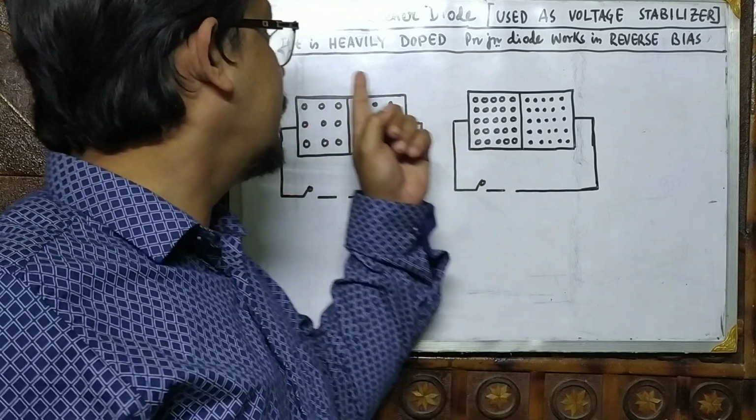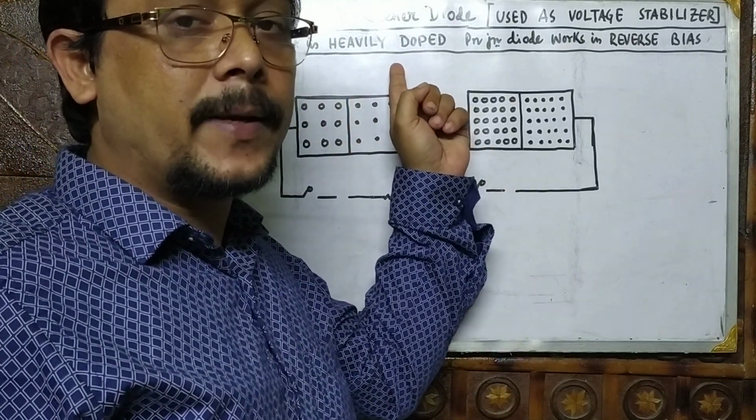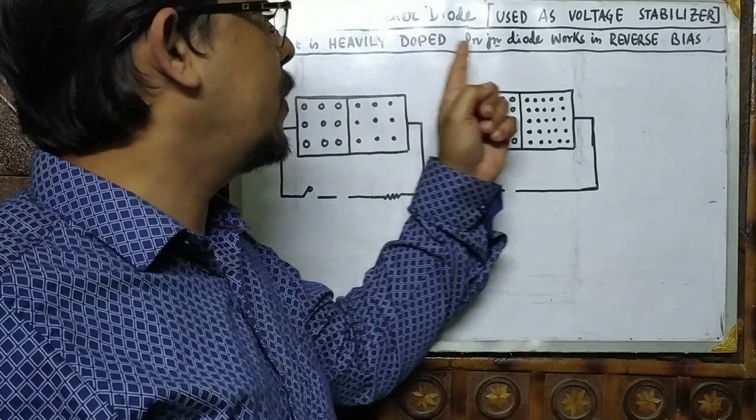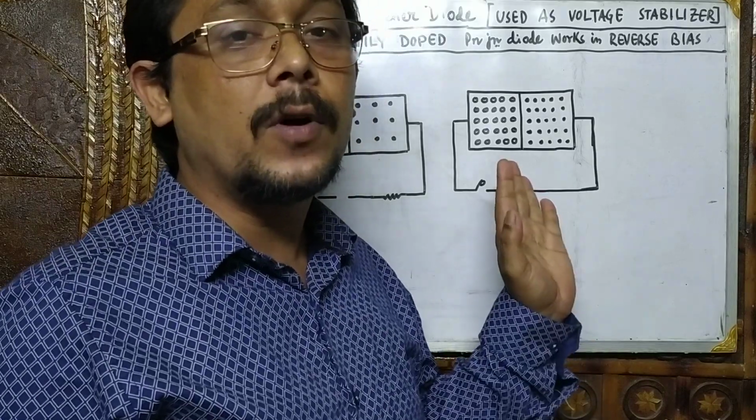But the speciality is that it is heavily doped. This is the mechanism which you make inside it, that is, it is a heavily doped PN junction diode, but it works in the reverse bias condition. What is the use of it?